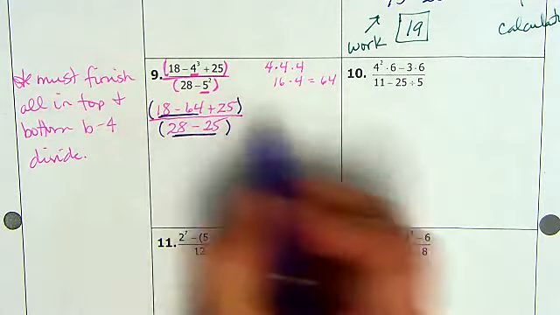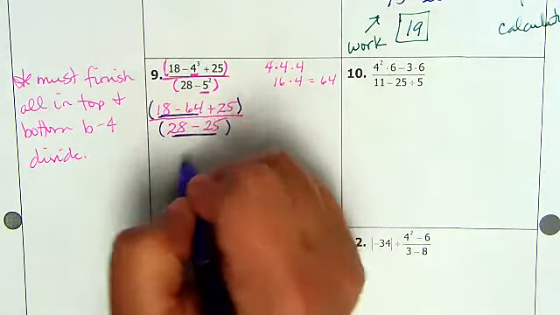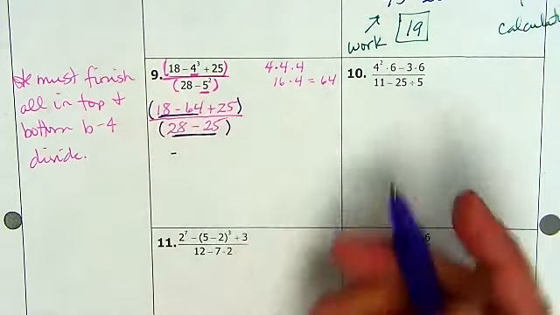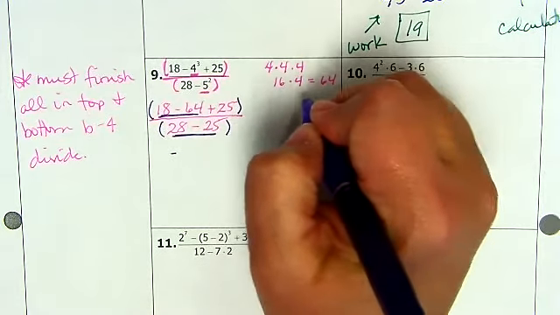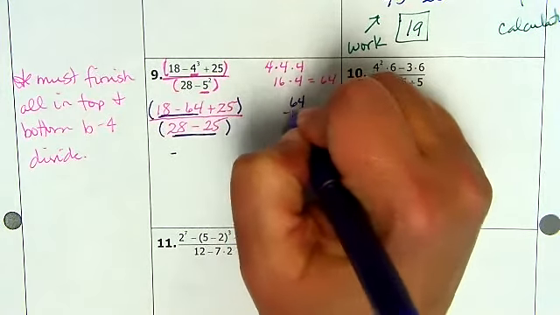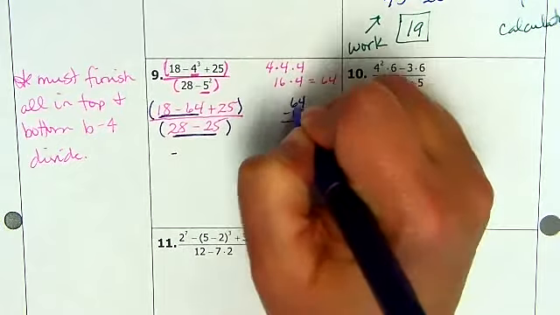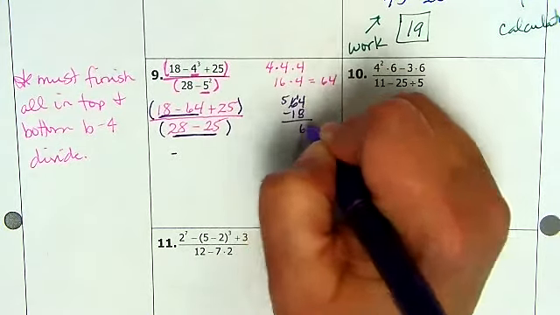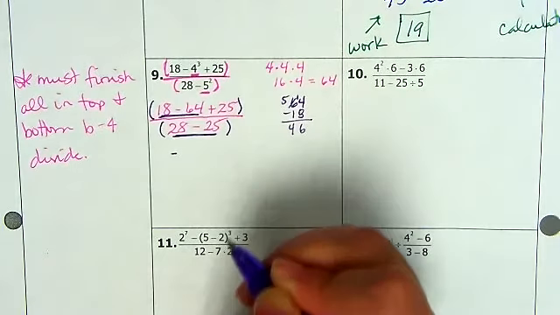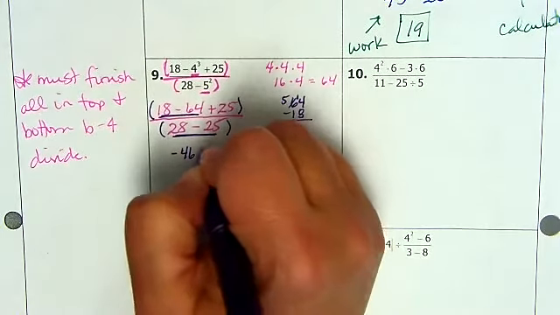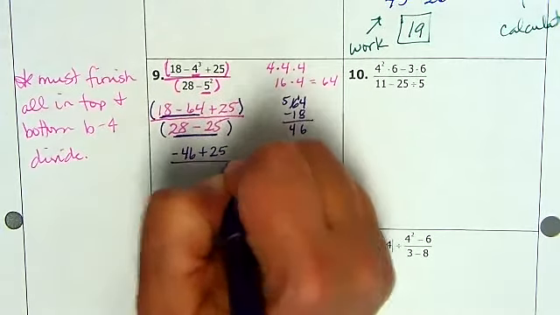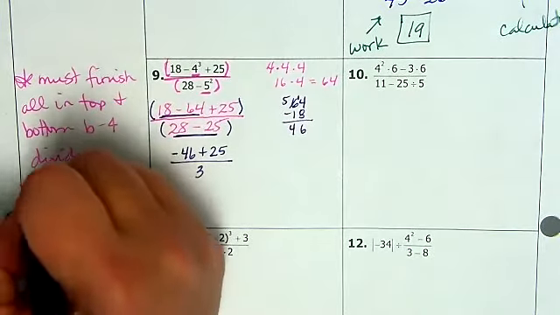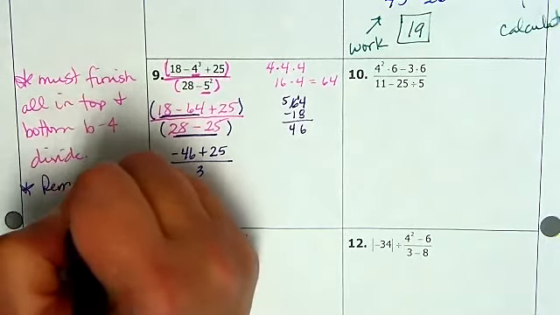All right, so now 18 minus 64, I don't know what that is, but I do know that I'm going to have a negative because these two are different signs and the negatives are winning that battle. So I'm going to actually be doing 64 minus 18. So that's going to have to borrow. 14 minus 8 is 6, 46. So I end up with a negative 46 plus 25 all over 3. So along with this, we have to remember integer rules.